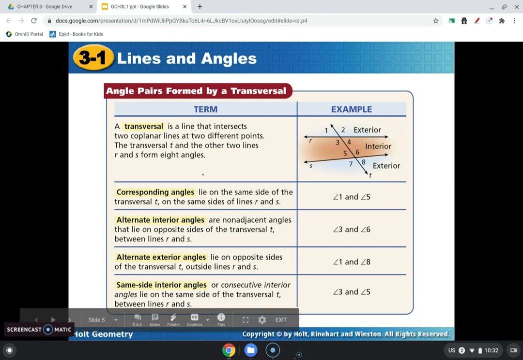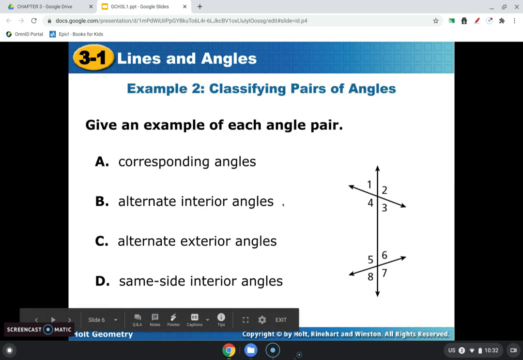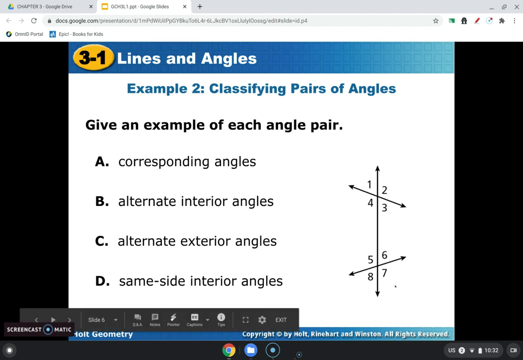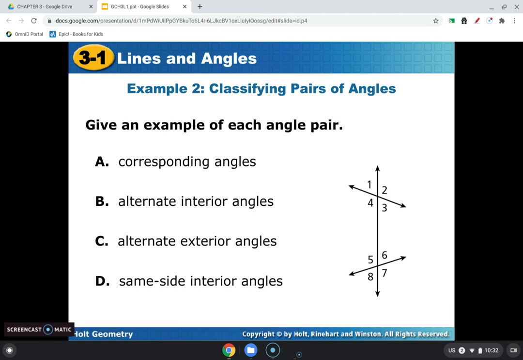All right, so it's important we understand what these angles look like. So let's give it a whirl here. A, corresponding angles. So let's name all the corresponding angles in the diagram. Well, 1 and 5 would be corresponding, 4 and 8, 2 and 6, and 3 and 7. Alternate interior, 4 and 6, and 3 and 5. Alternate exterior, 1 and 7, 2 and 8. Same side interior, 4 and 5, 3 and 6.